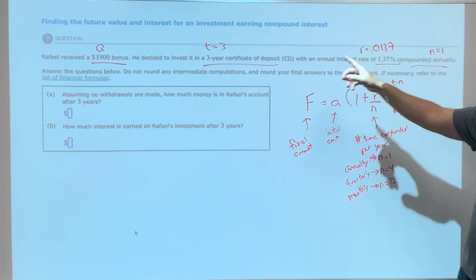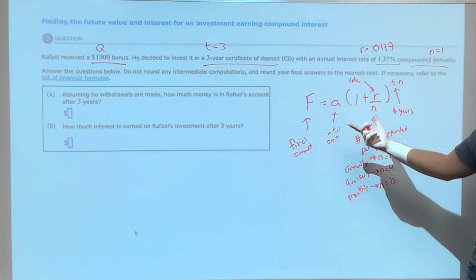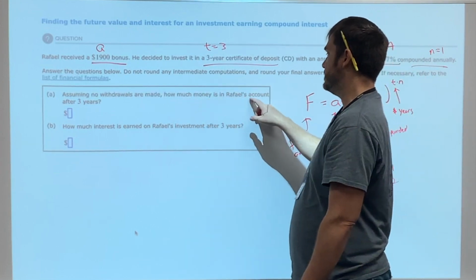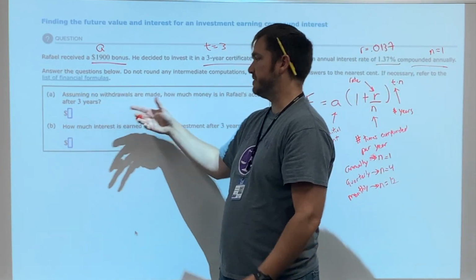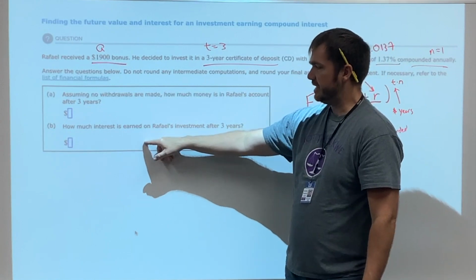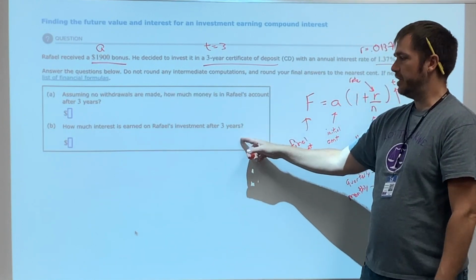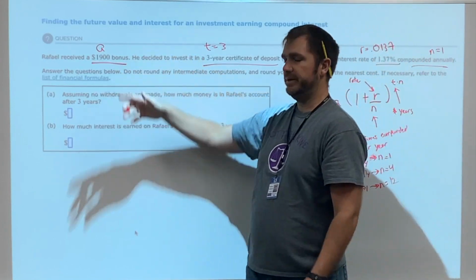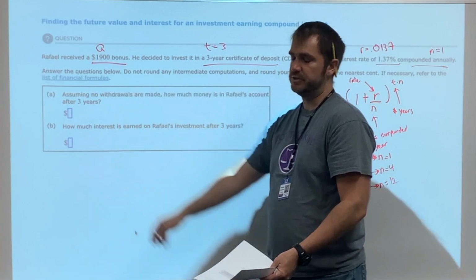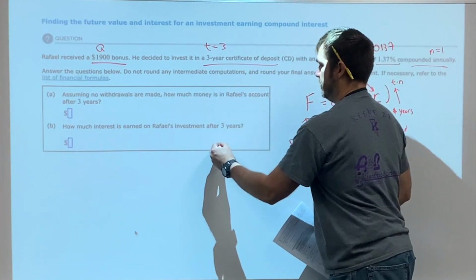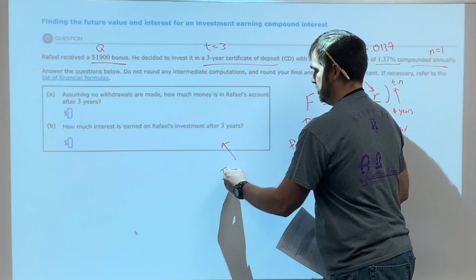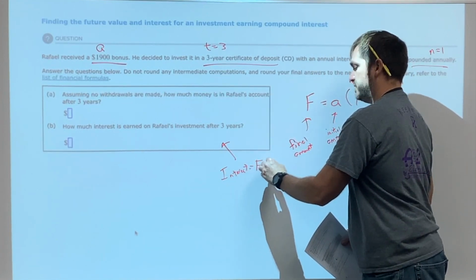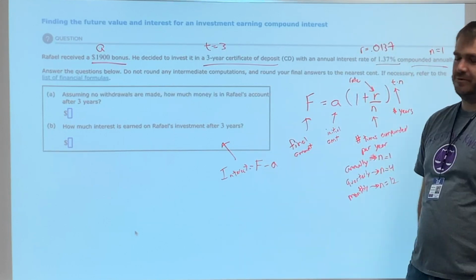If necessary, refer to the list of financial formulas. Well, this is really the only financial formula that you need. We're going to see, assuming no withdrawals are made, how much money is in Raphael's account after 3 years. So we're going to see how much it's worth. And then the secondary question, how much interest was earned. That's basically, we're going to take that final amount and subtract the initial amount, and whatever the difference is, that's how much it's grown. So interest equals the final amount minus the initial amount. It's a much more simple formula.